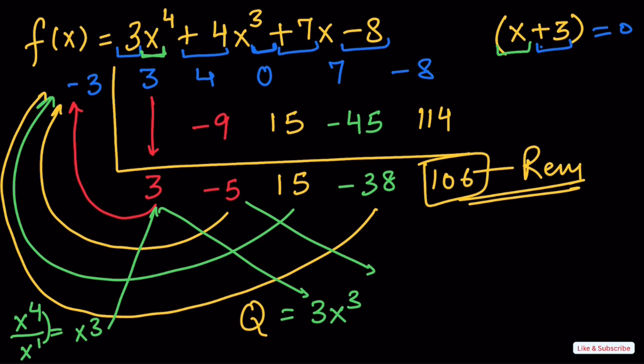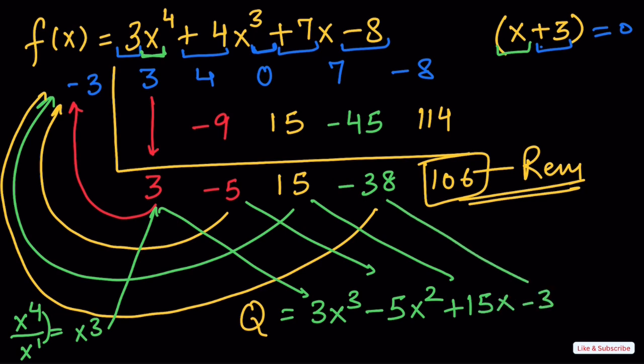Next we have one smaller power of x, 5x squared. Then an even smaller power of x, that is 15x, and that's negative 38. So that is your quotient.